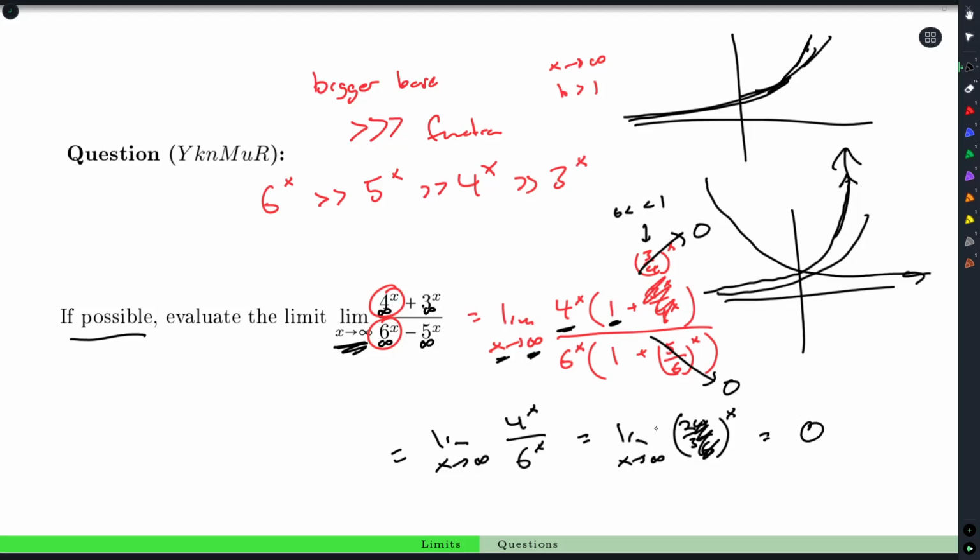If the 6 to the x was on top, we'd have a limit of (3/2) to the x, and that would go to infinity, which means that the whole thing would go to infinity. But because of the way it worked, the dominant term on the top here is smaller than the dominant term here. Well, that can happen. So the whole limit, in the end, goes to 0. There we go.